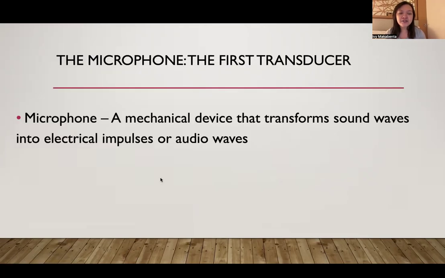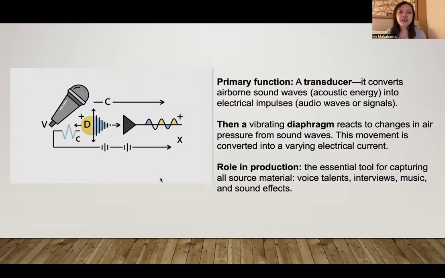Let's first discuss the microphone. By definition, it's a mechanical device that transforms sound waves into electrical impulses or audio waves. Let's make it more technical. We have an illustration here. It has letters on it. C stands for capsule or condenser plate. V is for voice coil. X is for XLR or output, and we have letter D for diaphragm.